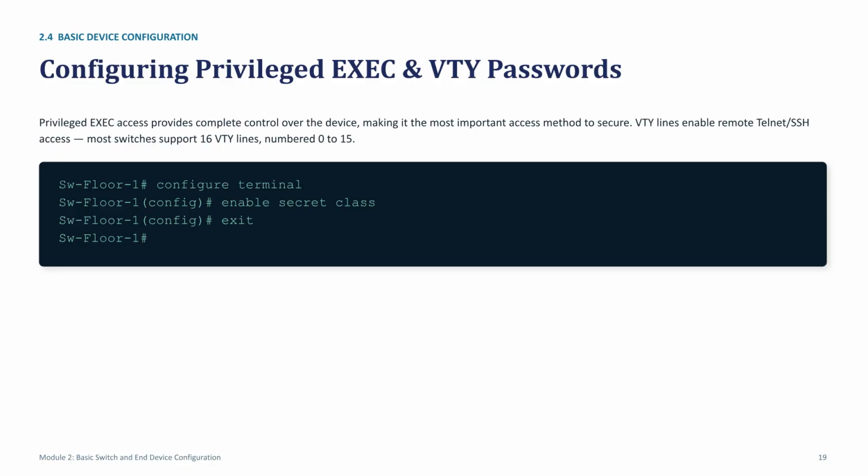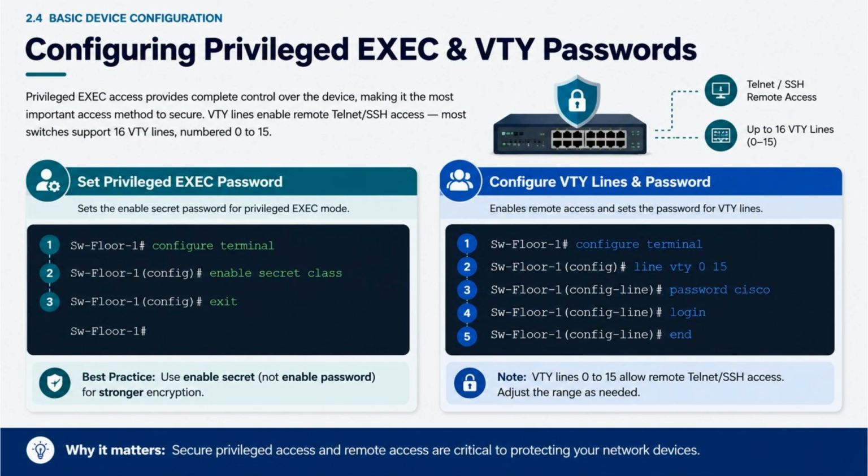VTY lines handle remote Telnet/SSH access. Most switches support 16 of them, numbered 0 to 15. Line vty 0 15 configures all of them at once with a single password.